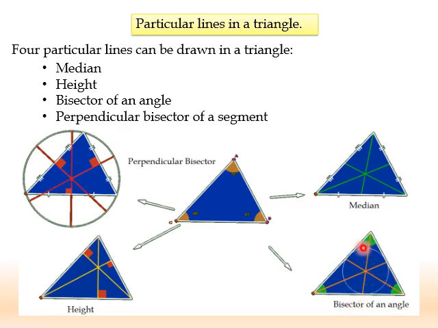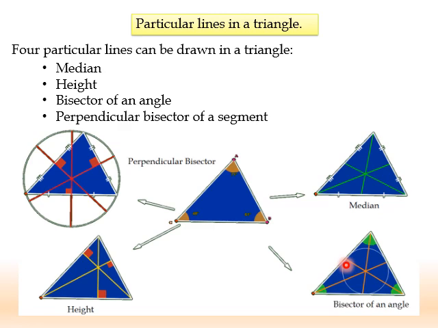The bisector is a semi-line that cuts or divides the angle into two equal adjacent angles. Here, the orange line is the bisector of this green angle. Also, this semi-line is the bisector that divides this angle into two equal adjacent angles, and also this bisector. Okay? The intersection of the three bisectors in a triangle is the center of the circle inscribed in the triangle.